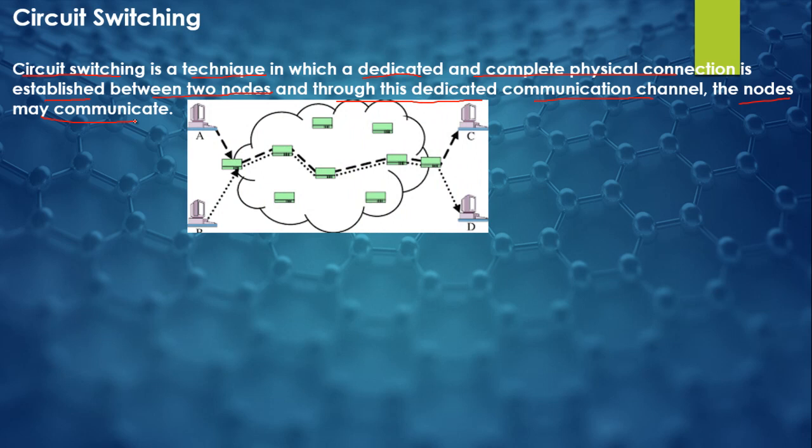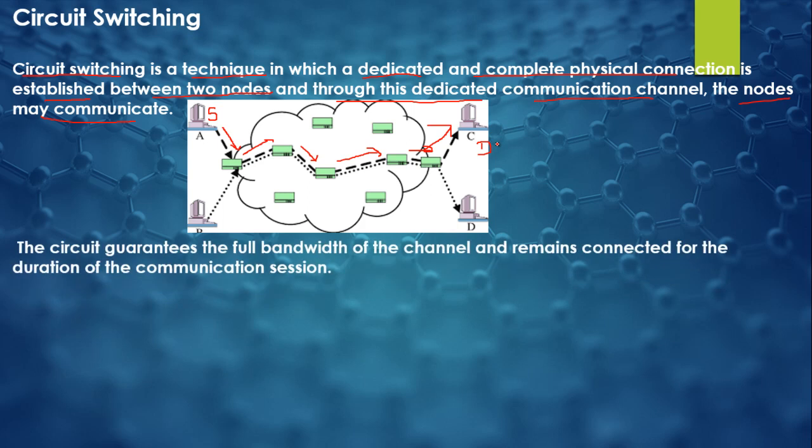So you can see over this diagram also, suppose A is my source computer and suppose C is my destination computer, and A has to send data to C. So first the path from the source computer, that is A, to the destination computer, that is C, is established. Once the connection path between the source and the destination computer is set, then the data from the source computer is transferred to the destination computer. I hope it is clear to you, right?